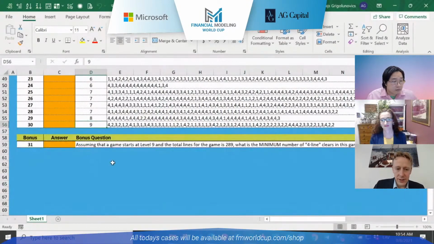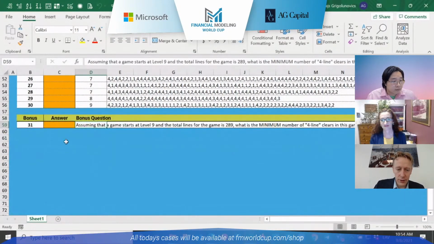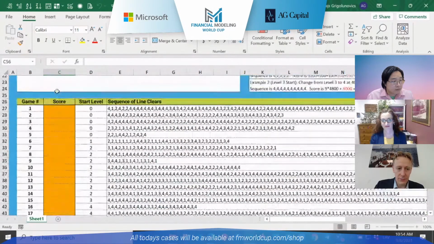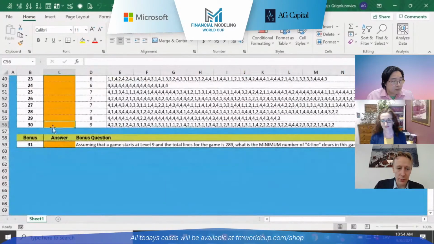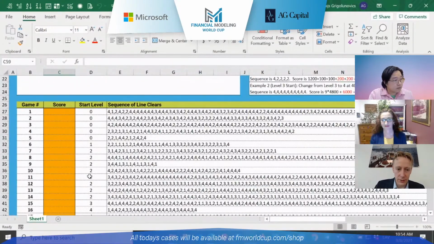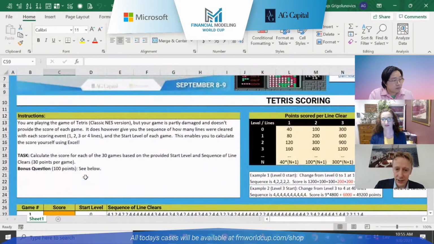9. And finally, there is also a bonus question for 100 points, a total of 1,000 for this competition, 30 points for each of these scores, and 100 points for the bonus question. So my suggestion is that you probably start with putting together all these numbers, and then you can get to the bonus question.